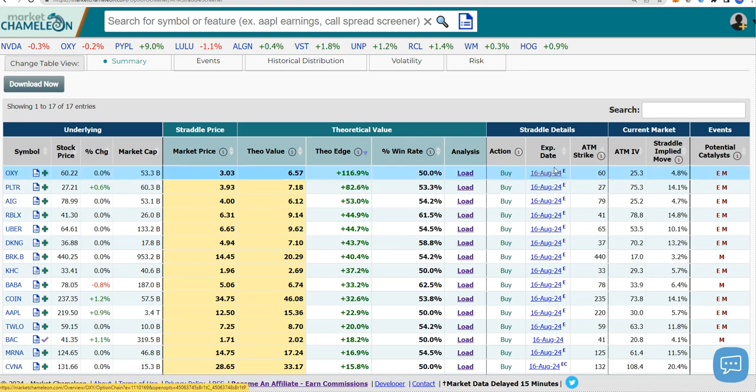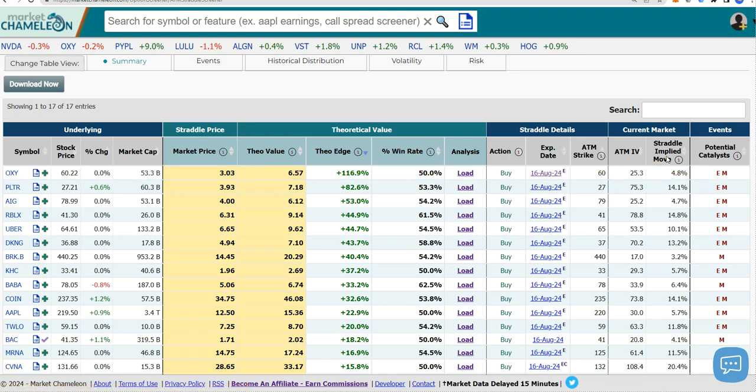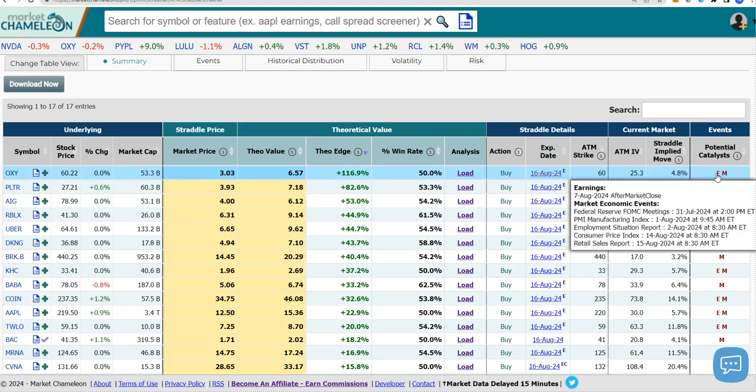I'm not gonna click. If you wanna check, you can click on the expiration date. Basically, it says next earning August 7th, so the earning comes before the expiration. At the money implied volatility of 25, that's low. I mean, the lower it is, the better to be a buyer instead of a seller of the option. Straddle implied move 4.8%, so the market expects a 4.8% move based on this price. And potential catalyst, we got earnings and market economic events.